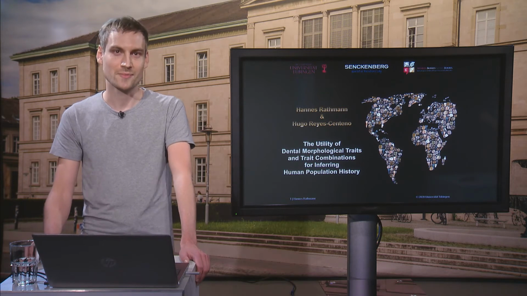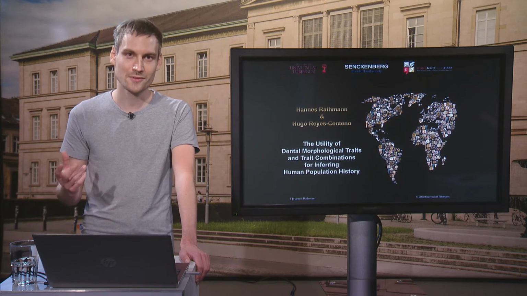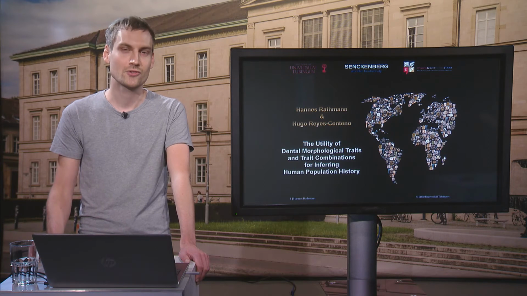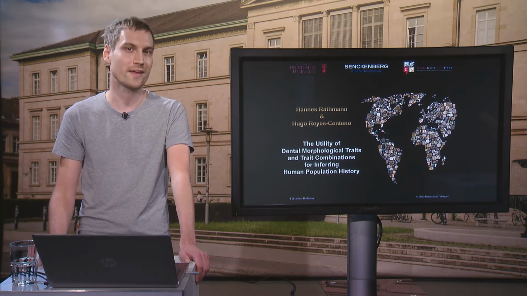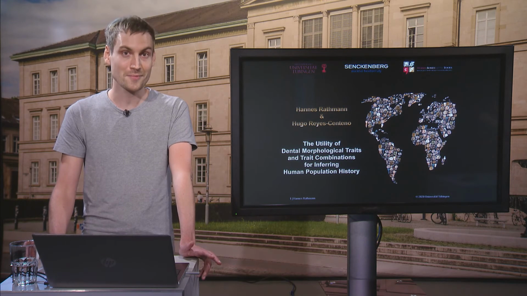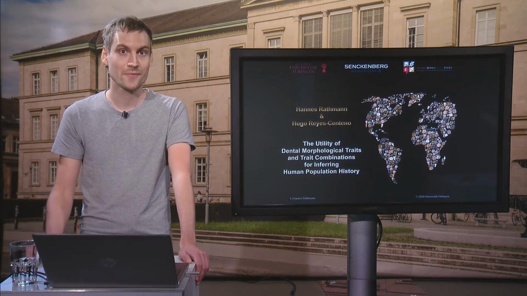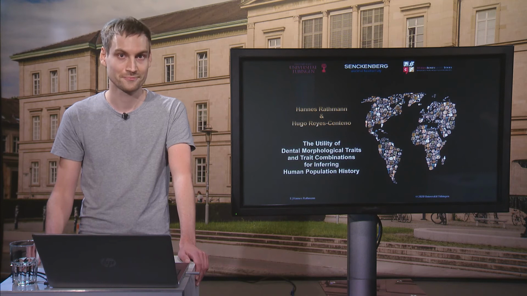In the next couple of minutes, I would like to explain how we can use the shape of human teeth as a proxy for DNA in order to reconstruct genetic relationships between archaeological human remains. The shape of human teeth is heritable, highly diverse, and varies among individuals and populations across the globe.